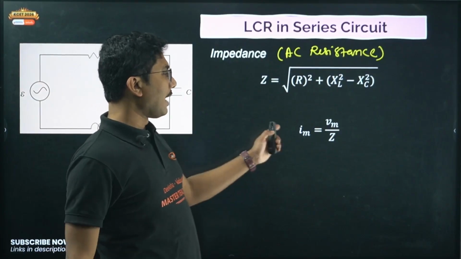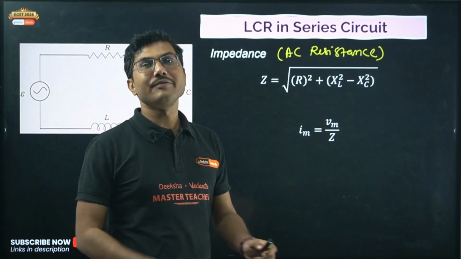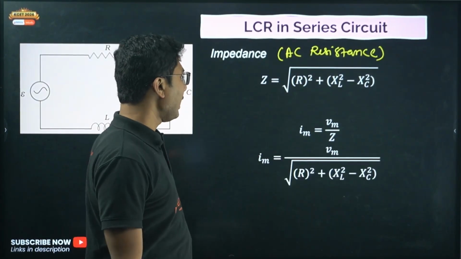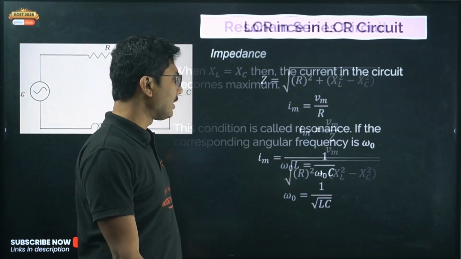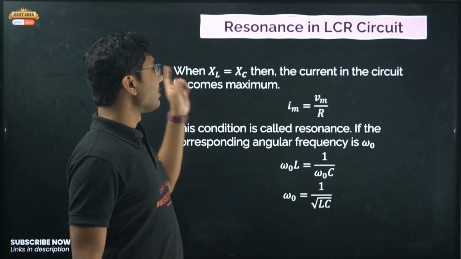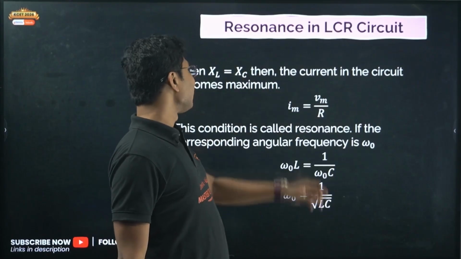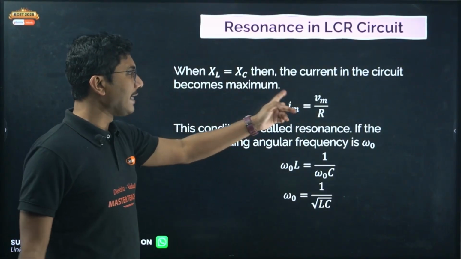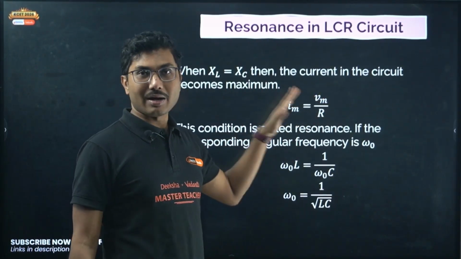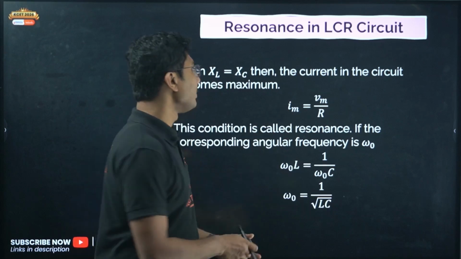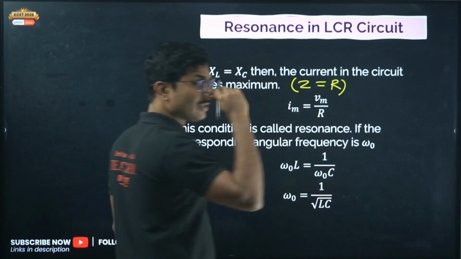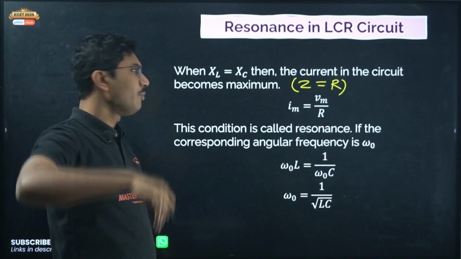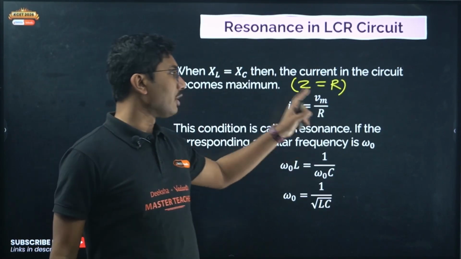Now maximum current in this case is given by Vm by Z. That can be written like this, but that is not super required. When XL equals XC, the current in the circuit becomes maximum. So Im becomes Vm by R only, and Z also becomes R. Impedance becomes R, XL equals XC, so XL minus XC becomes 0. This condition is called resonance.